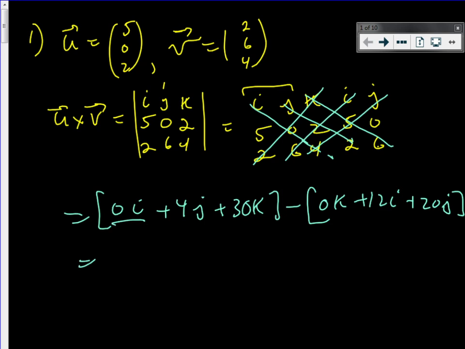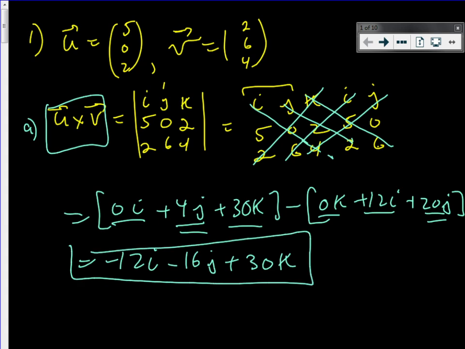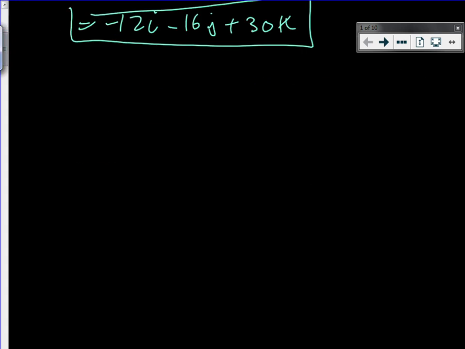And 0 take away 12 is negative 12i. 4 take away 0, sorry, minus 20, that's negative 16j. And 30 minus 0, well, that's 30k. And part A is done. We found out that u cross v equals this. Now on to part B.